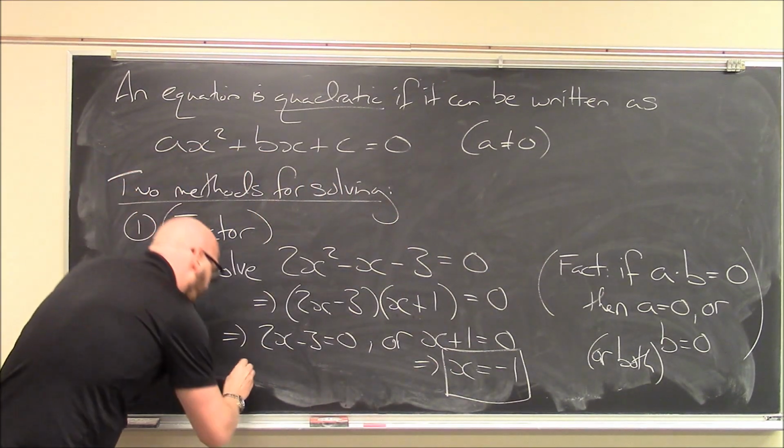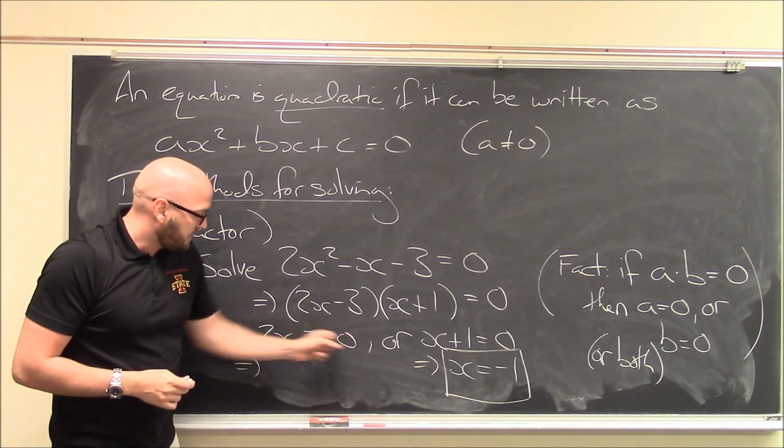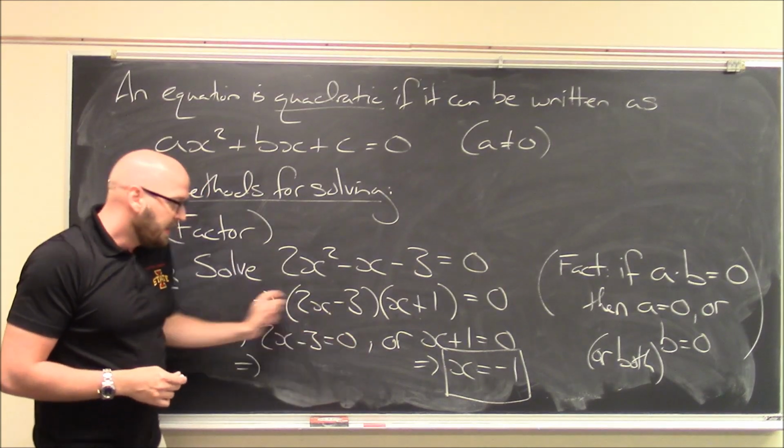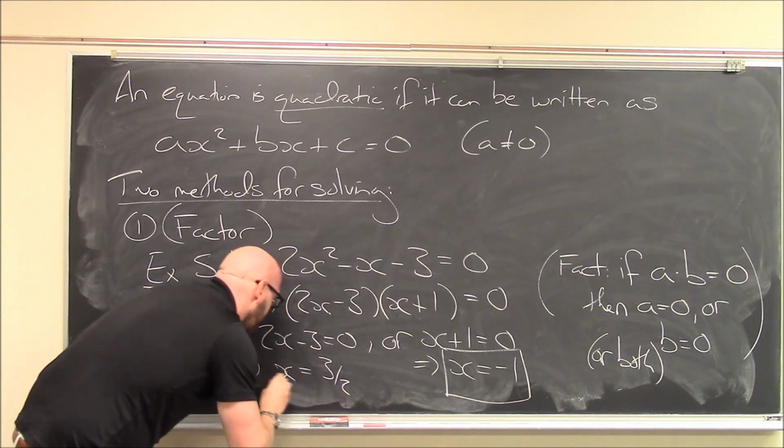Or over here, I'm running out of space, so I'll do this all in one step. We'll do two steps in our head. Add 3 to both sides, so I have 2x equals positive 3, and then divide by 2. So x would be 3 halves.